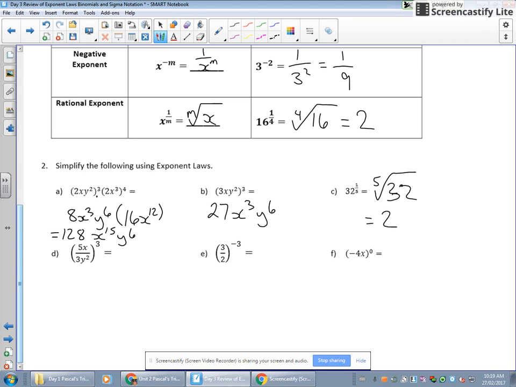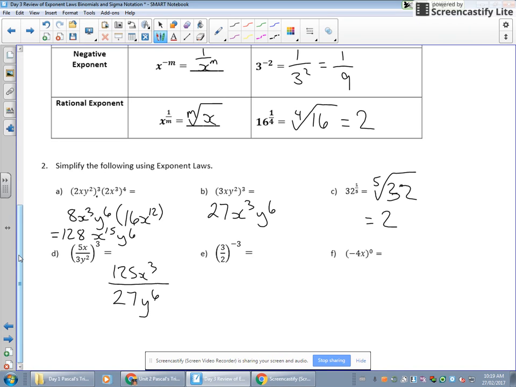5x cubed over 3y squared. That becomes 5 times 5 is 25, 125 x cubed divided by 3 times 9, 27 y to the 6th.